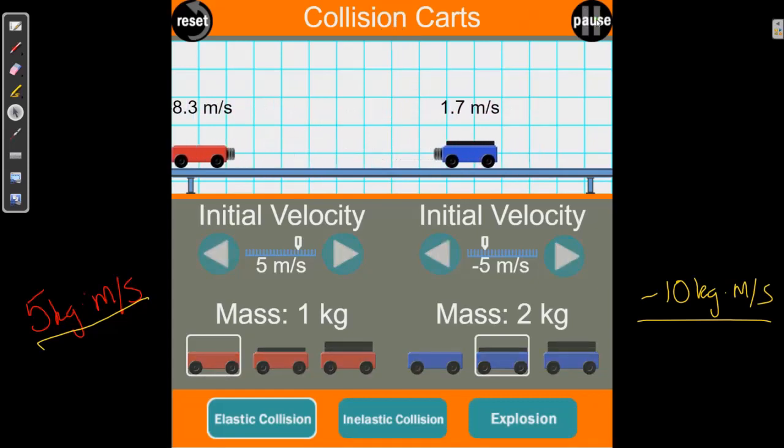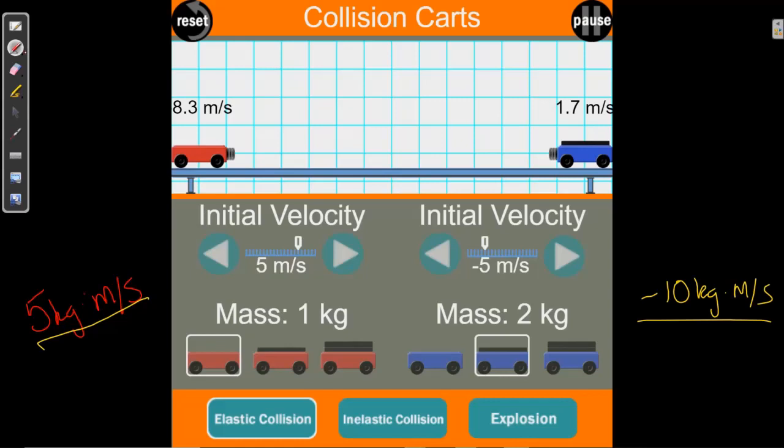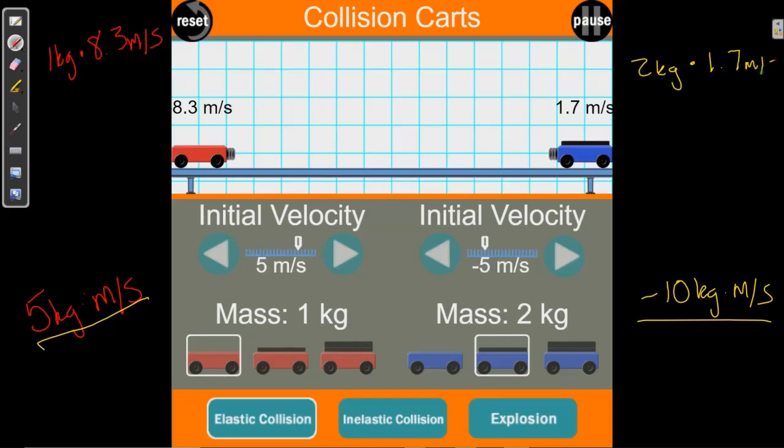So you can see that because the blue cart had more initial momentum, it transferred its momentum to object A, and so A moves off with a faster speed than B when they transfer momentums. Now, if we were going to calculate the final momentum of this system, we would have to do 1 kilogram times 8.3 meters per second, and then on the other side, 2 kilograms times 1.7 meters per second.